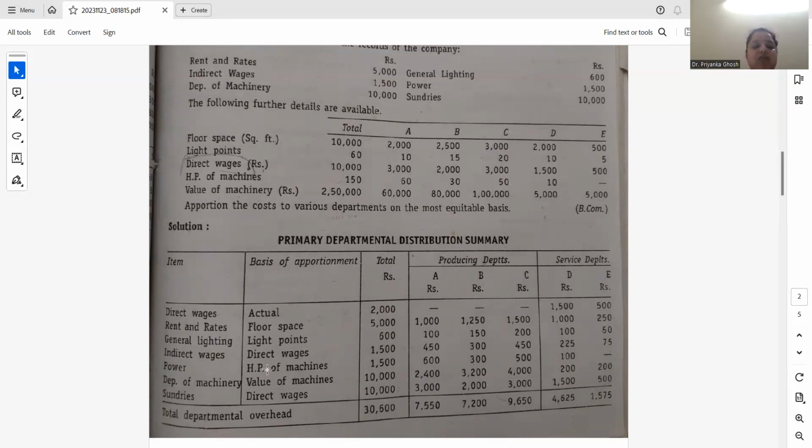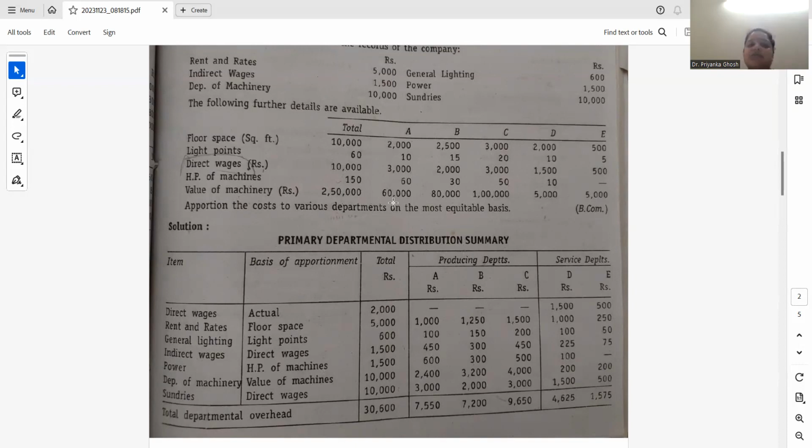After that, power we always need to distribute based on the HP of machines. HP means horsepower. Horsepower of the machinery we can distribute. And then sundries means other expenses. Other expenses we always need to distribute based on our direct wages.